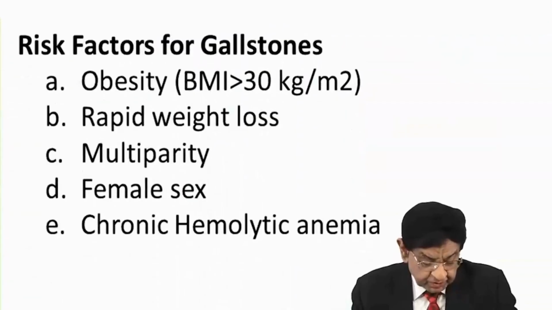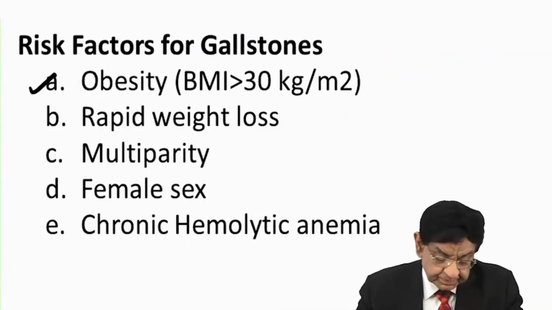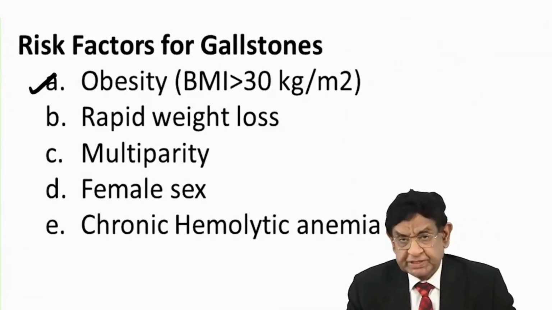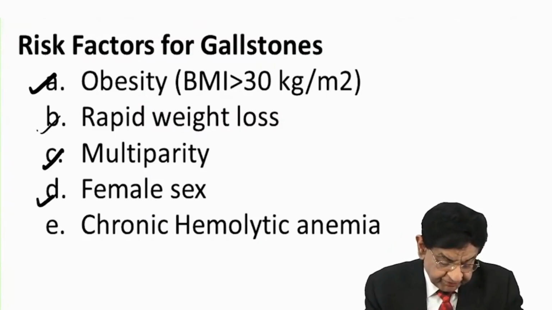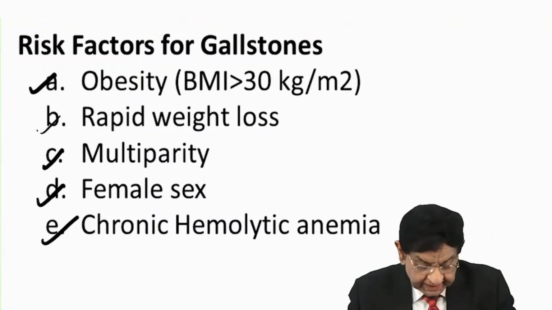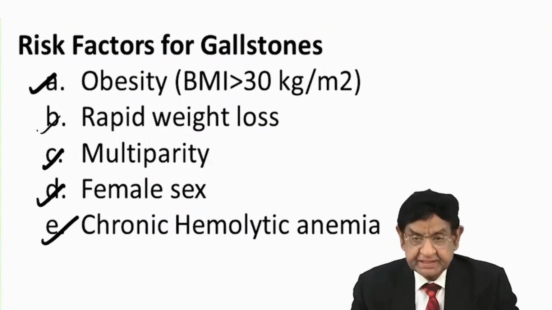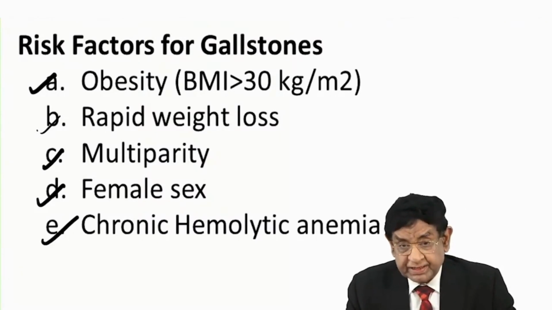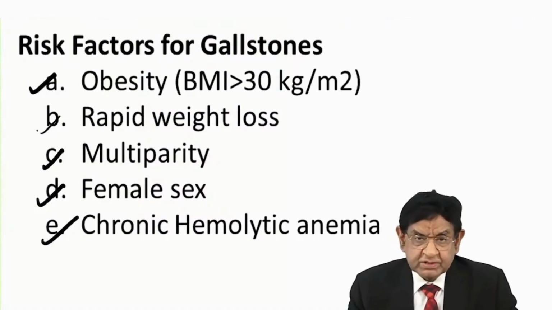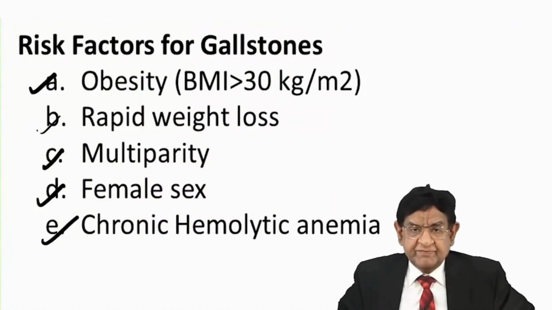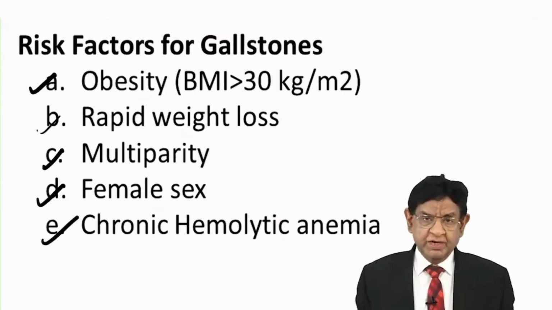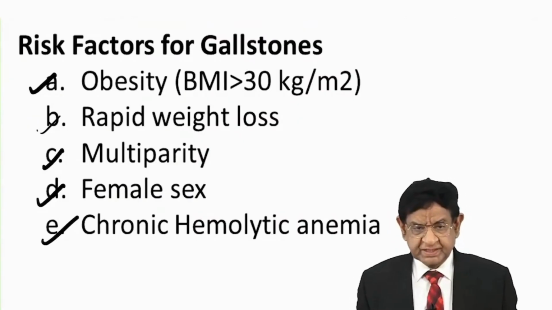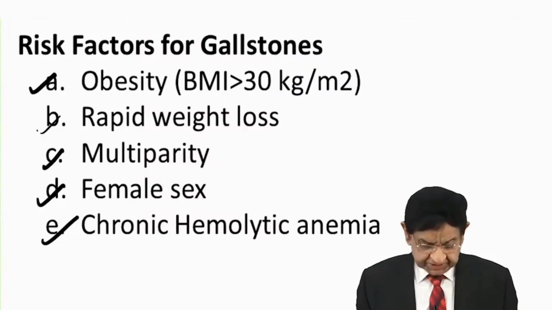Risk factors: obesity, BMI more than 30, rapid weight loss, multiparity, female, and chronic hemolytic anemia. These are the important ones, which are also covered by the fat, fertile female of 40 years. That is the standard thing, the golden line to remember which I mentioned. The predisposing factors are these.